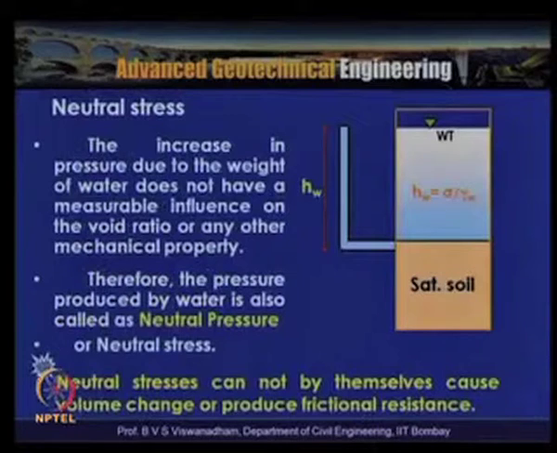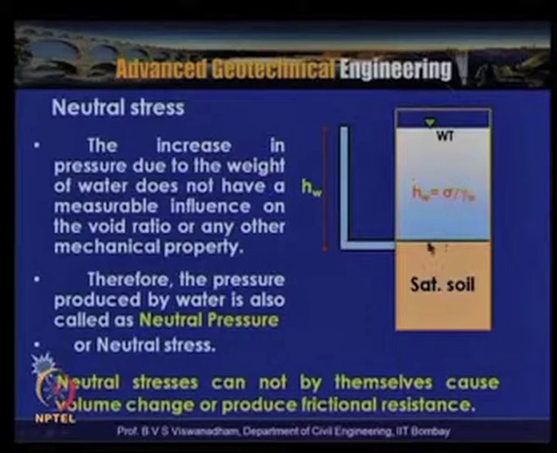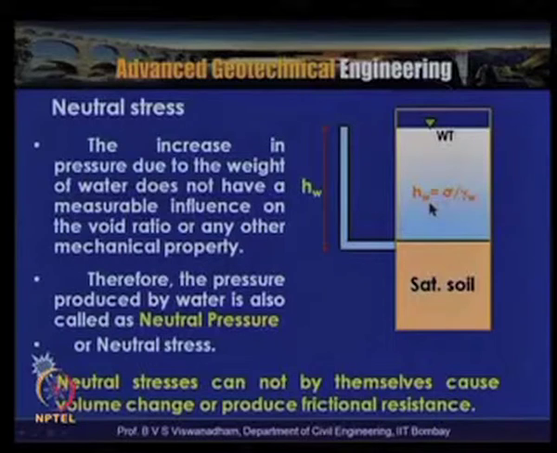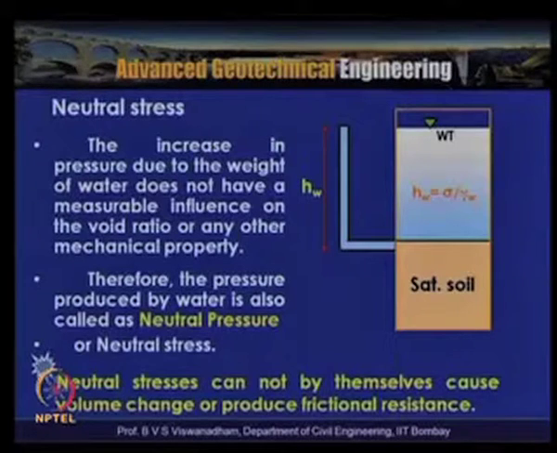Now let us assume the same sigma is replaced with sigma by gamma W. We have maintained a water height HW, and the pressure is equivalent to the sigma we induced in the previous slide. So the provision of water equivalent to sigma is gamma W HW. The increase in pressure due to the weight of water does not have a measurable influence on the void ratio or any other mechanical property.